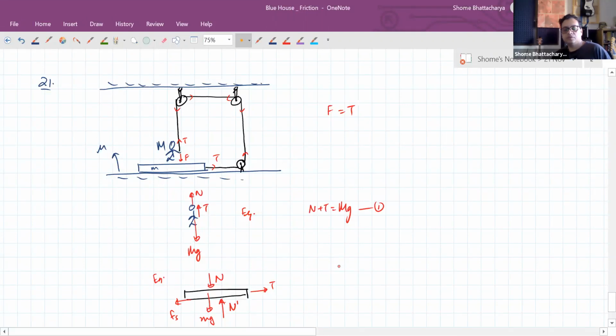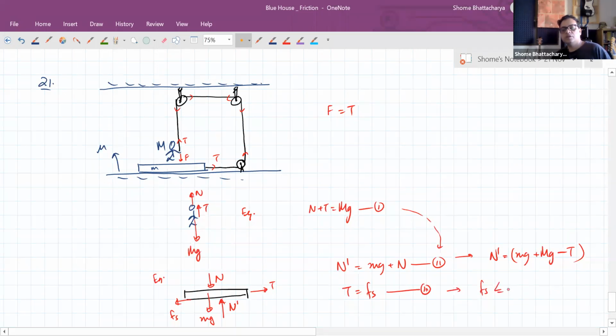So we have n prime is small mg plus n. This is our second equation. When you substitute this here, n prime is equal to small mg plus capital Mg minus T. So it's not the sum of the weights, and T has to be balanced with static friction. That's our second equation. Third equation: static friction cannot exceed mu n prime. This is our limiting condition.